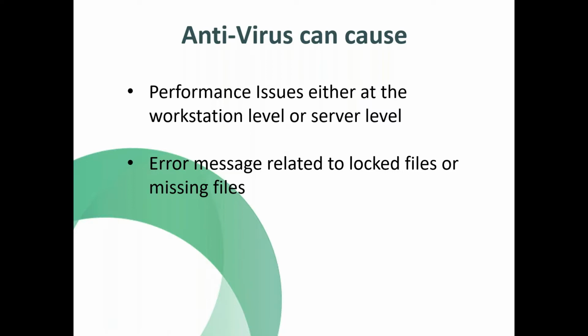you may notice, gosh, our Sage is really slow. You know, it used to take me 5 minutes to go through all of my updates of an AP check register, and now it seems to be taking 10 minutes or longer. Nothing's changed. It's still my same workstation. You know, we're not aware that anything has happened, but it just seems to be slowing down.